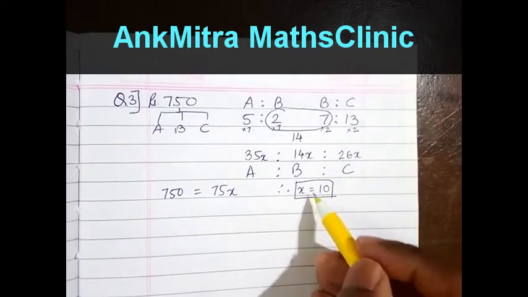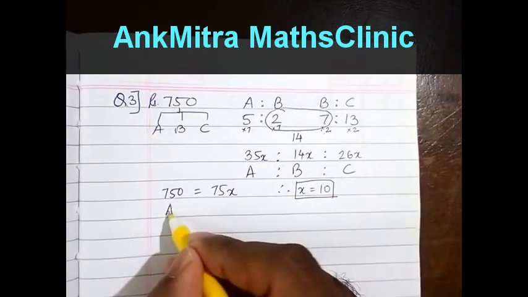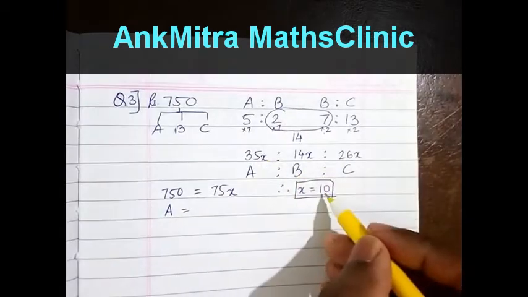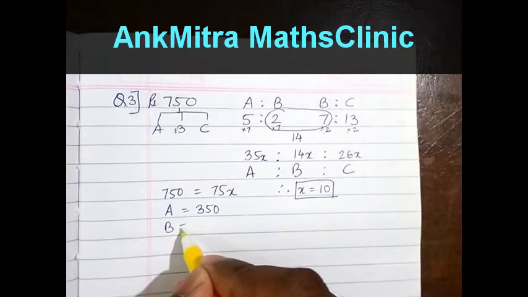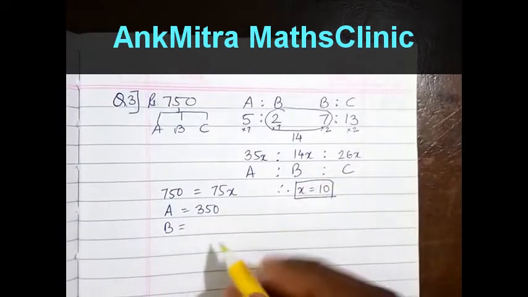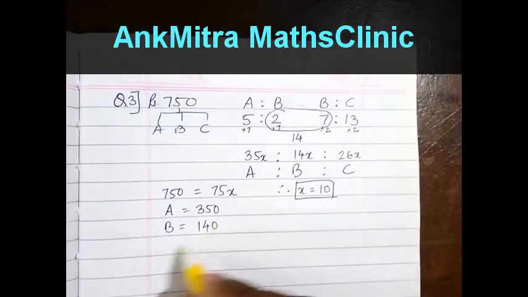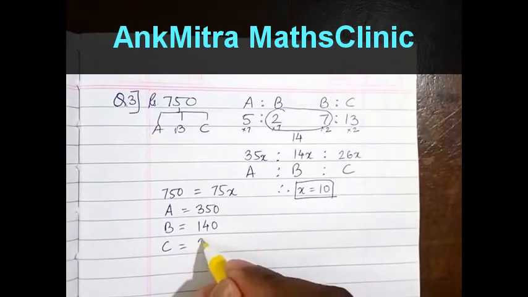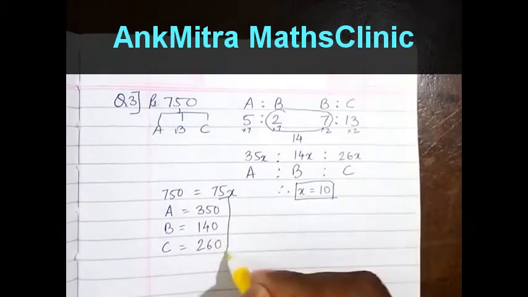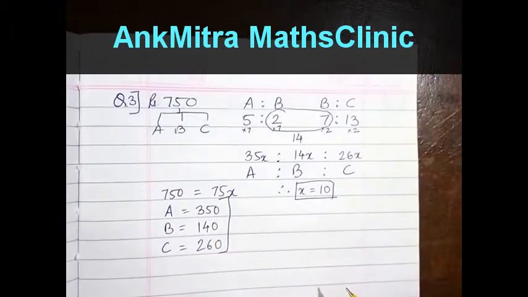Now since x is equal to 10, the amount received by A will be 35x, which is 35 into 10 is 350. The amount received by B will be 14x, which is 14 into 10 is 140. And the amount received by C will be 26x, which is 260. So we have the answer here.